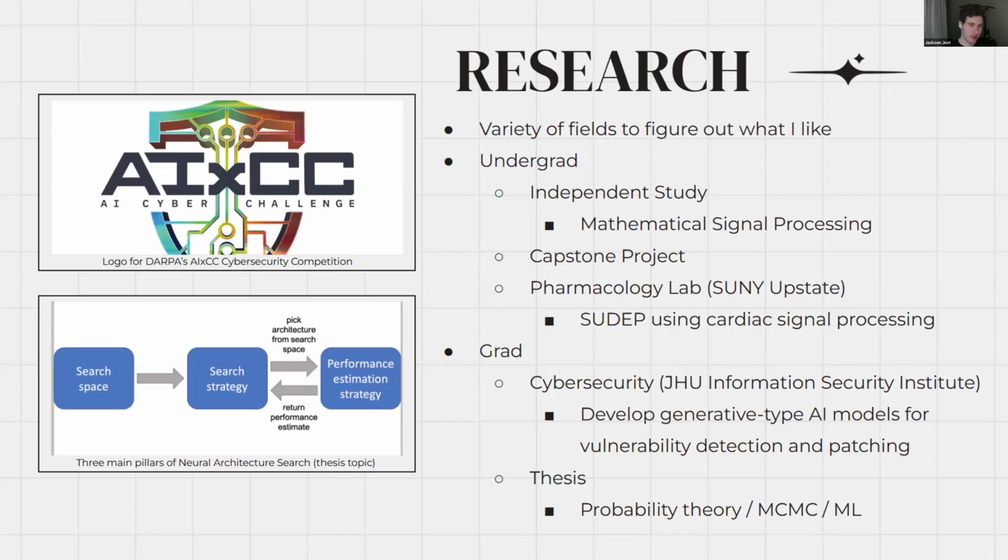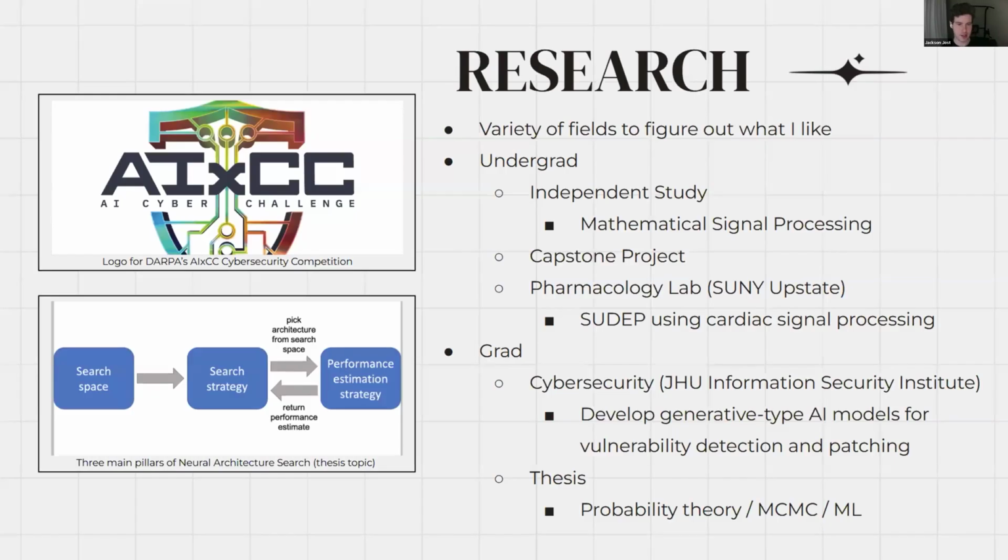On top of that, I did a pharmacology lab at SUNY Upstate, which is right across from Syracuse. The Syracuse people probably know about that. There, I was studying sudden unexplained death in epilepsy, and a lot of the work there was cardiac signal processing, so ECG signals, EEG signals, pulse oximetry, just anything that was a signal that could give us information about what happens around the point of a seizure.